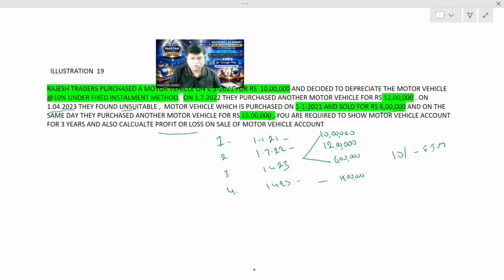That's it. So what we can notice here is that ultimately they purchased 3 motor vehicles: 10 lakhs, 12 lakhs and 15 lakhs. On a particular date, the first motor vehicle has been sold for 6 lakhs, and the rate of depreciation is 10% under the fixed installment method. So we'll present the answer now.